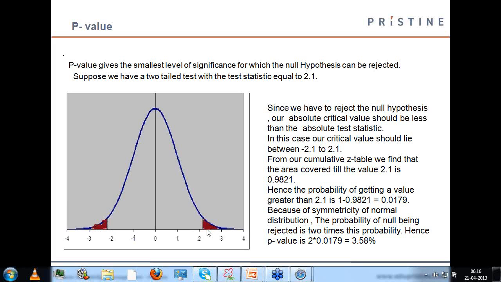So our p-value has come to be 3.58%, which means that we can't reject our null hypothesis at a significance level of 3%, which is lower than our calculated p-value. Similarly, if we have a significance level of 1%, which is lower than our p-value, in that case we can't reject our null hypothesis. This is an important thing to understand here.